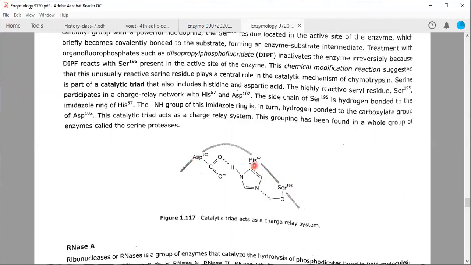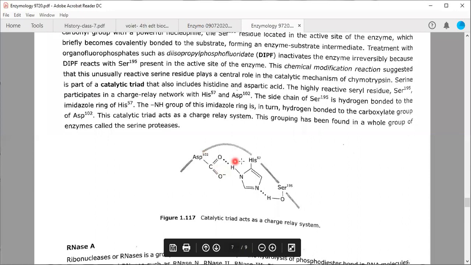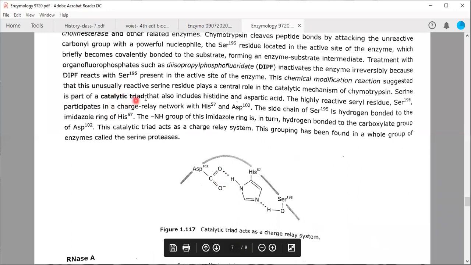Now see, they are in very close proximity over the active site of the enzyme, but they are actually distant amino acids. So this is 195, this is 57, this is 102, but they form a charge relay system. These are linked by hydrogen bonds, so you can see electron transfers can happen between these amino acids. Therefore one kind of charge relay system, called the catalytic triad, is formed, which takes part in catalyzing the reaction in serine proteases.